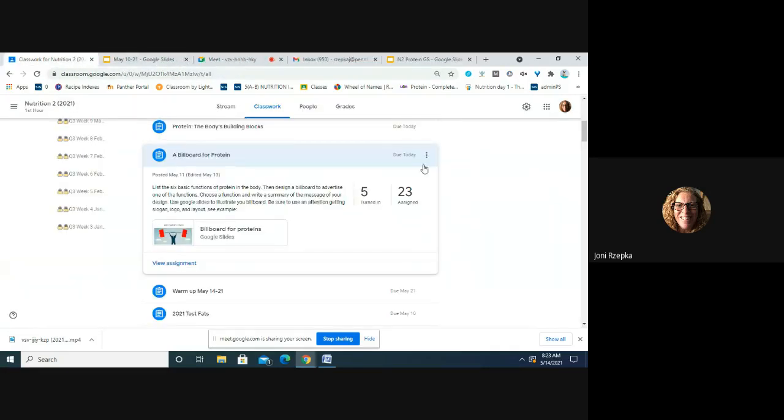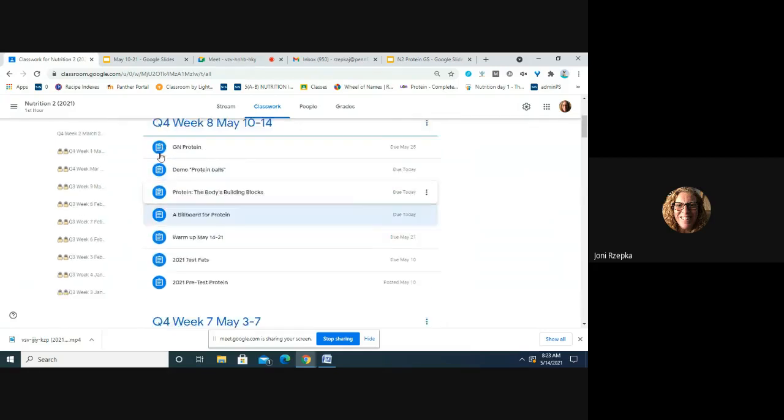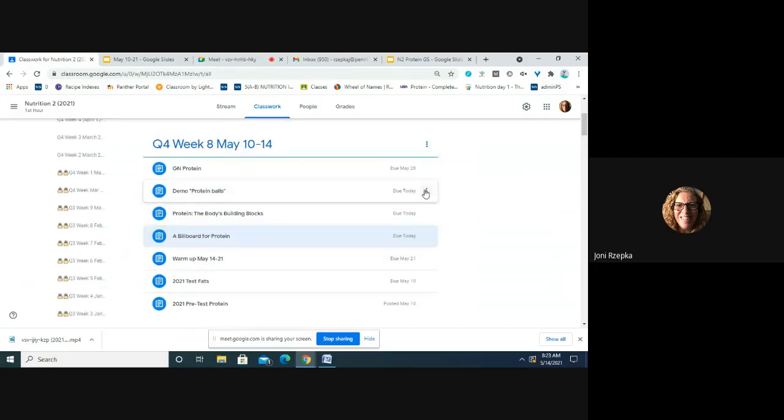I believe the billboard says it's due today. The protein building blocks is due today, and your demo's due today. So I'll give you till Monday. But I would try to get a couple of them done before that time, because you'll have Monday until 11:59. So you have after school time, and then you have your Saturday, your Sunday, and Monday until 11:59 at night. So try to hit those deadlines.